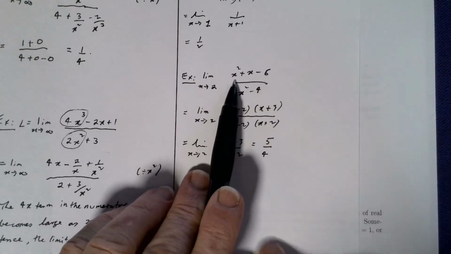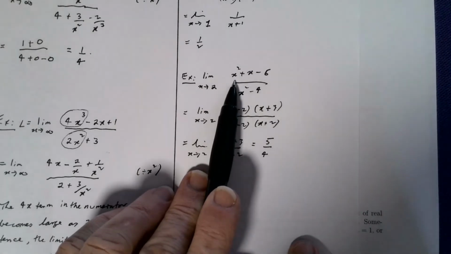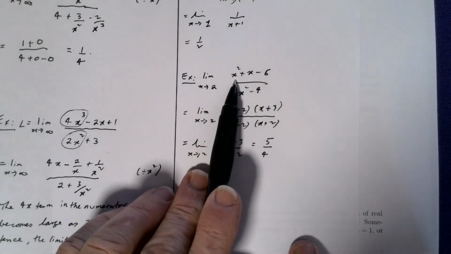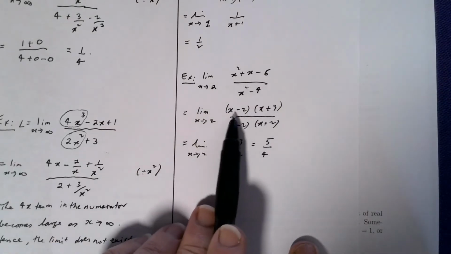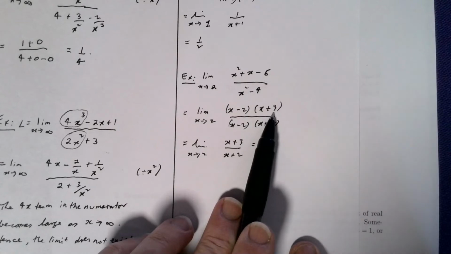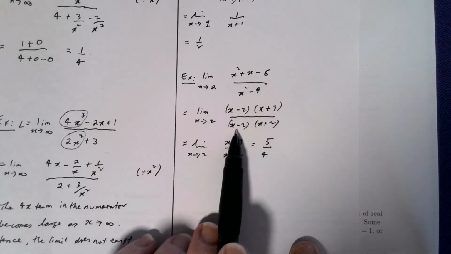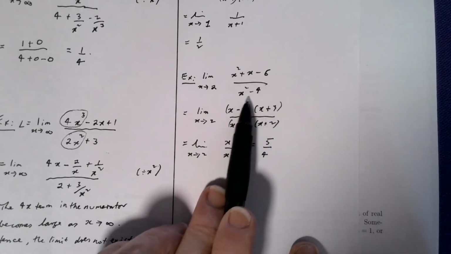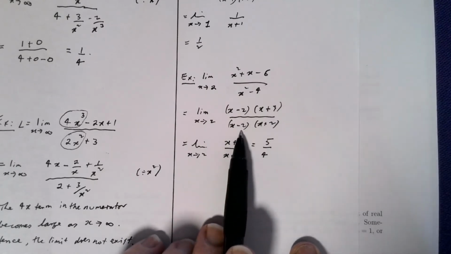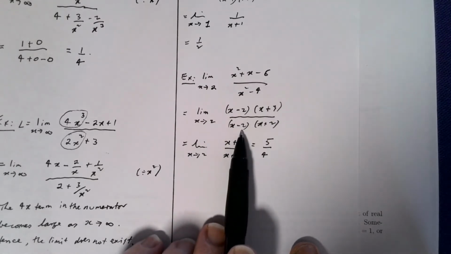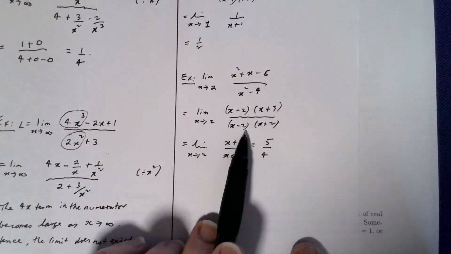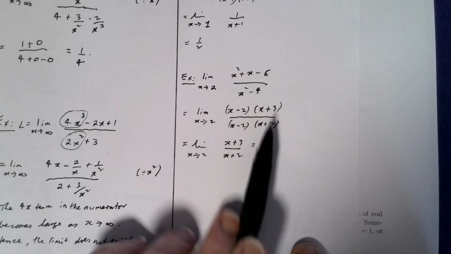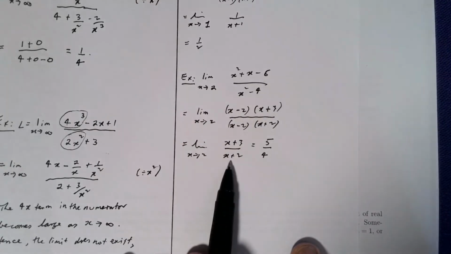I've got a quadratic on the top, and when you see a quadratic, the first thing you often think of is, can I factorise the quadratic? And the answer is yes. It factors to x minus 2 times x plus 3, over x minus 2 times x plus 2, since I can factorise the bottom again as a difference of two squares. Now, if x is not equal to 2, then x minus 2 is not 0, so I can cancel these terms out. So I just get x plus 3 over x plus 2.